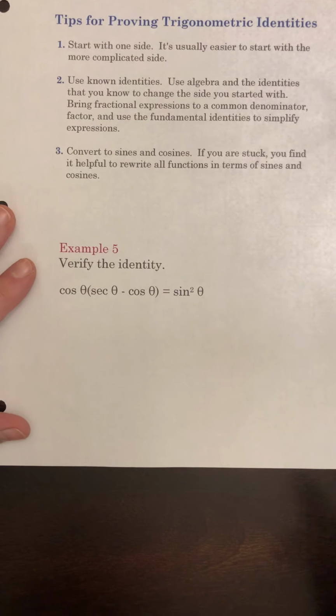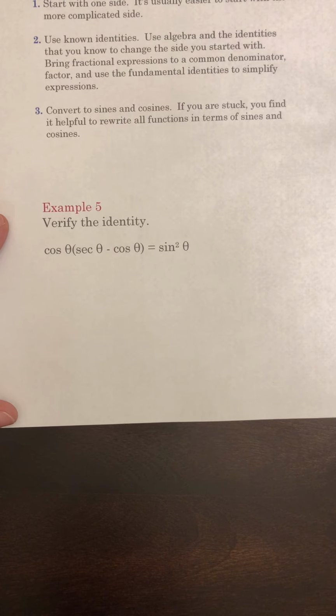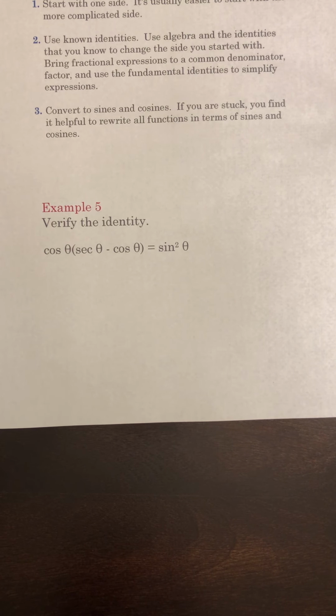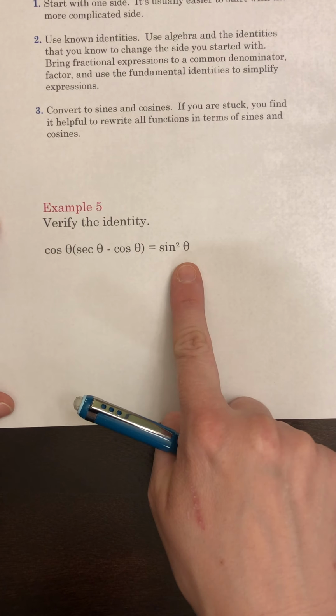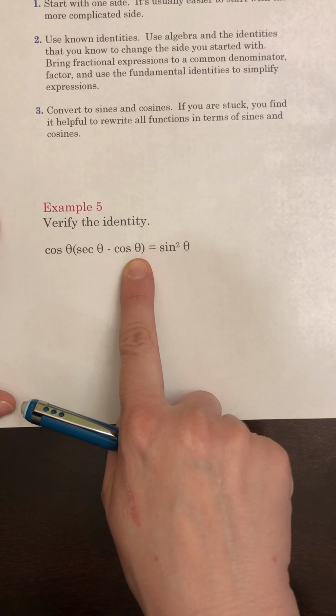All right, so example number 5, we're getting a taste of our first identity. Identity just means something that's true. It means that the left side and the right side of the equal sign, they are equivalent. They equal one another. So our goal is to prove it. That's what it means when it says verify the identity. So it says start with one side and that it's easiest to start with the more complicated side. Well, obviously this side looks more complicated on the left than the right side. So I'm going to start over here.